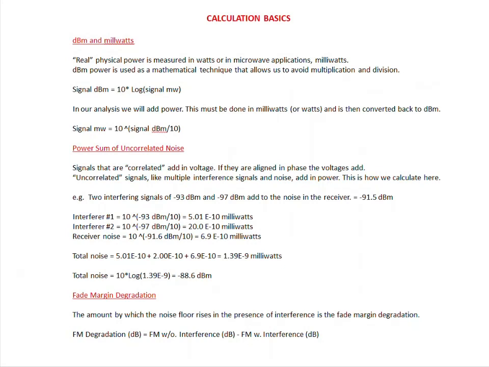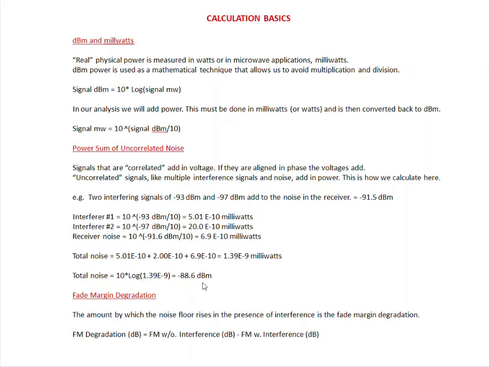Okay, so when we add interference to the noise floor in a receiver, to do that addition, we have to do it in real world units, which is milliwatts in our case. I'm giving you an example here where I have two interferers, one of which is minus 93 dBm, one is minus 97 dBm, and with the receiver noise of minus 91.6. These three are converted through these formulas into milliwatts, same simple formulas at the top. We then add them up because now they're in real world units. We can sum them up, and then we convert them back into dBm using this 10 times log of the number formula.